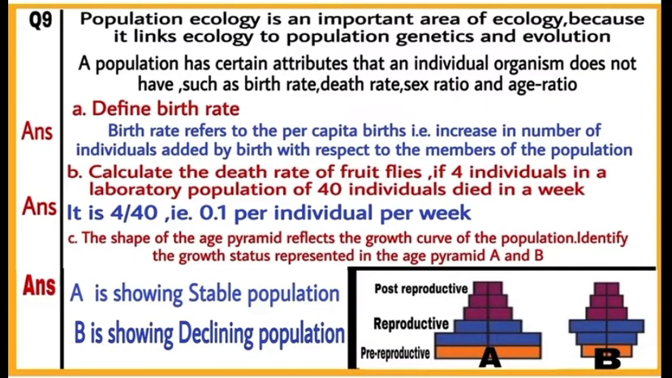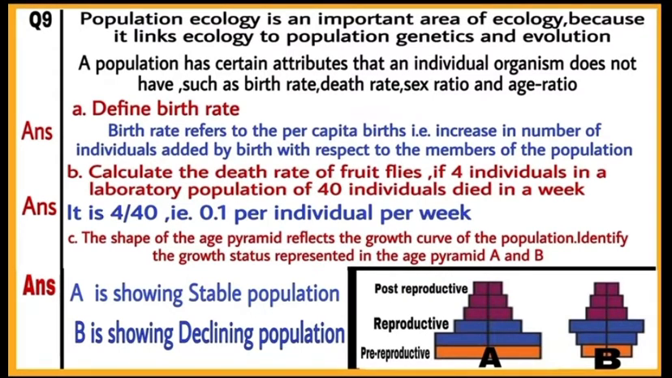Part C, the shape of age pyramid reflects the growth curve of the population. Identify the growth status represented in the age pyramid A and B. Age pyramid A is showing stable population where pre reproductive and reproductive individuals number is almost same, while age pyramid B is showing declining population. If the reproductive age group individuals are higher than pre reproductive age group individuals, then population will decline slowly.